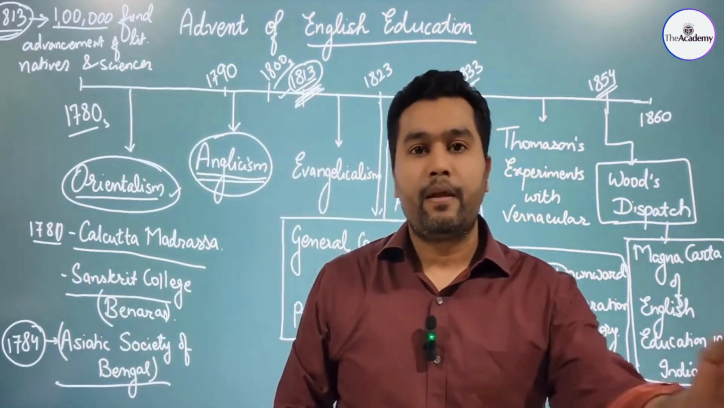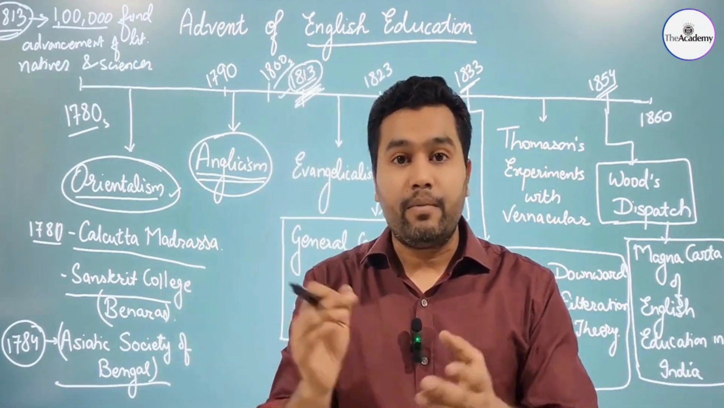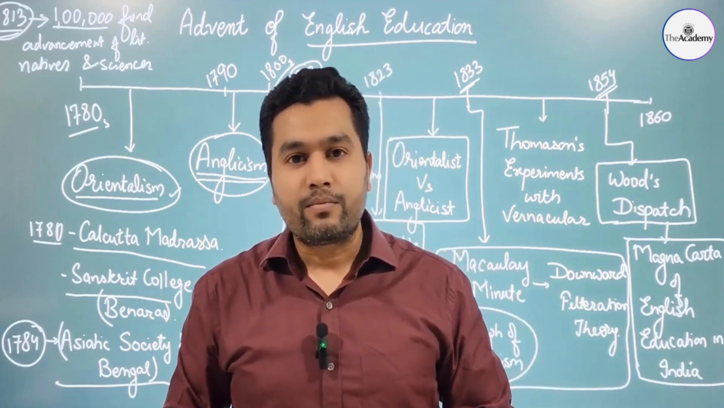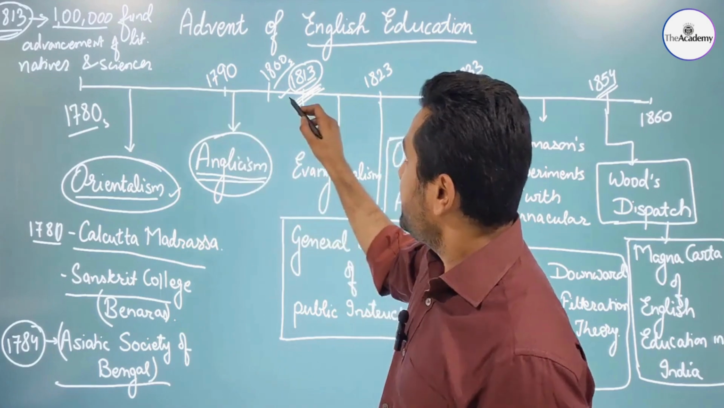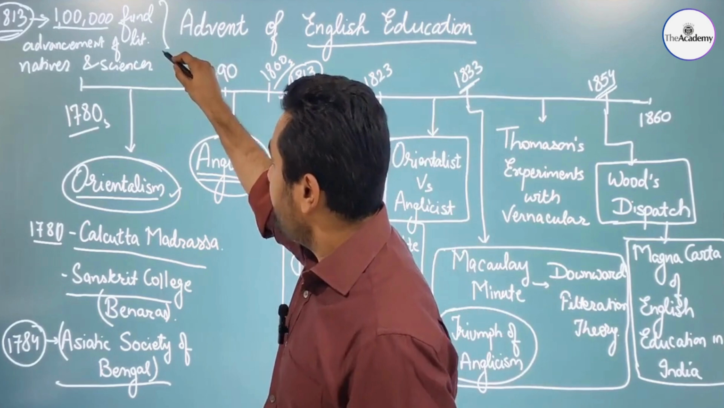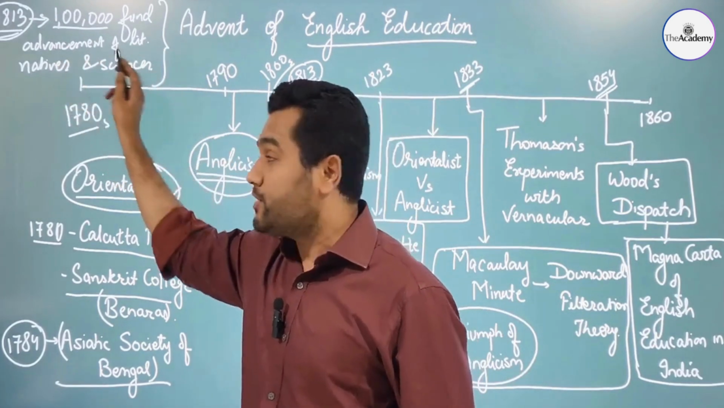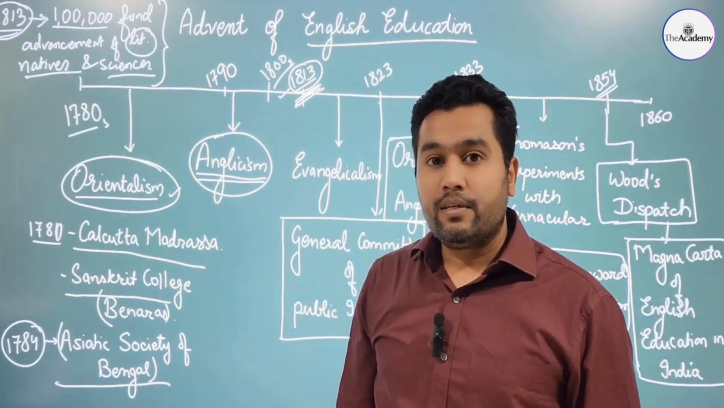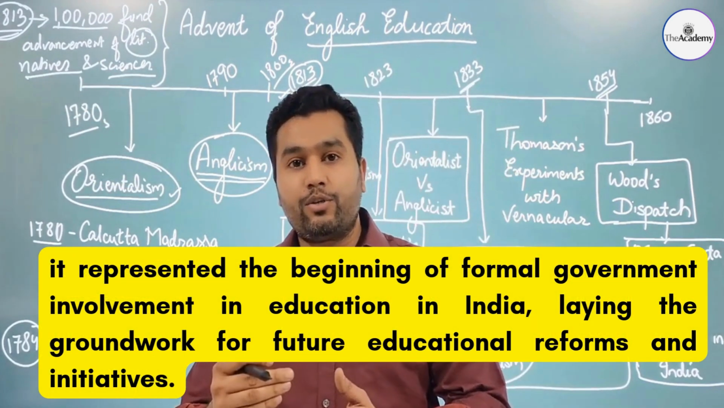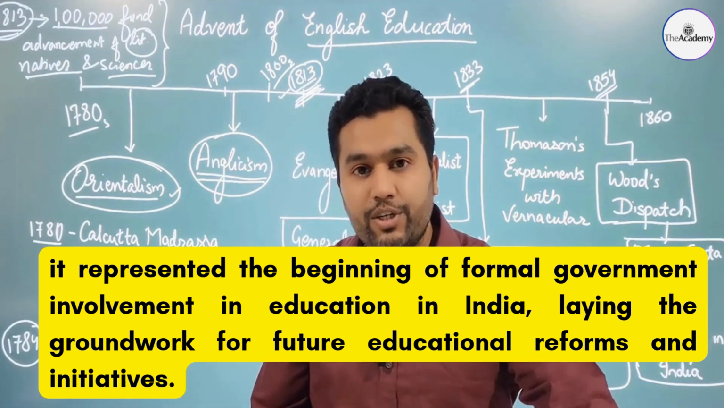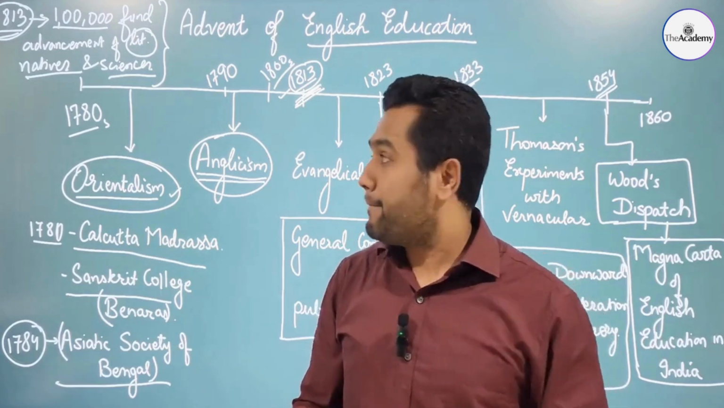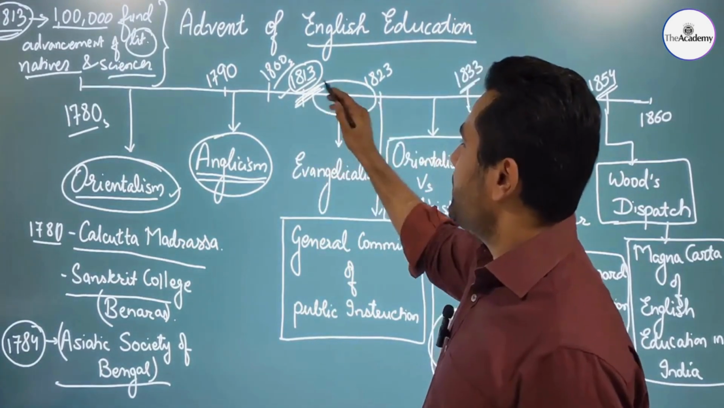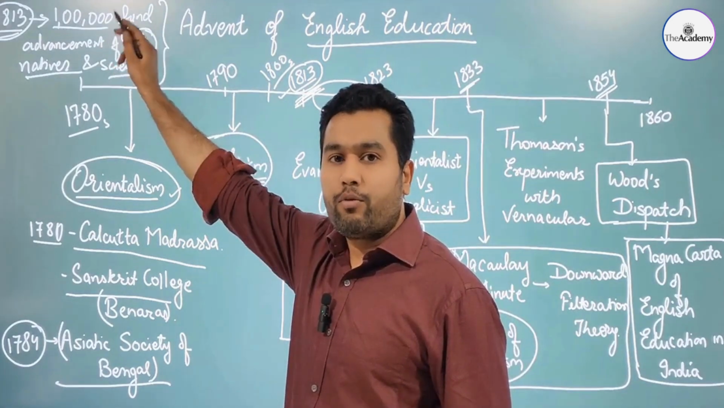This was a major development because at that point of time, public education had not yet been introduced in England also. So when the Charter Act of 1813 had this clause of 1 lakh rupees to be set aside for the advancement of literature, learned natives and sciences, this was the precursor towards the British introducing education in India. But from 1813 till 1823, there was no development based upon this particular provision.